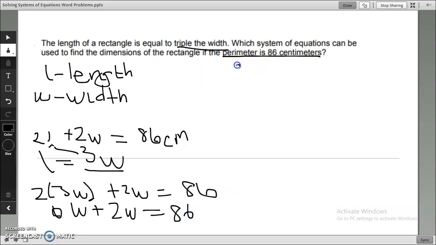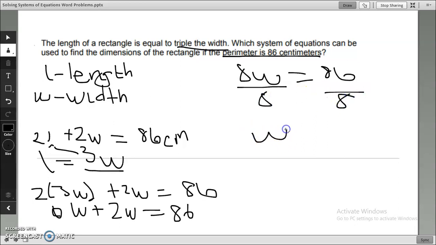I'm going to come over here. I get 8W. 6 plus 2 is 8. It's 86. Divide both sides by 8. And I get W is equal to 10.75, a decimal. Ugh, don't like decimals. All right, so I get 10.75 centimeters.